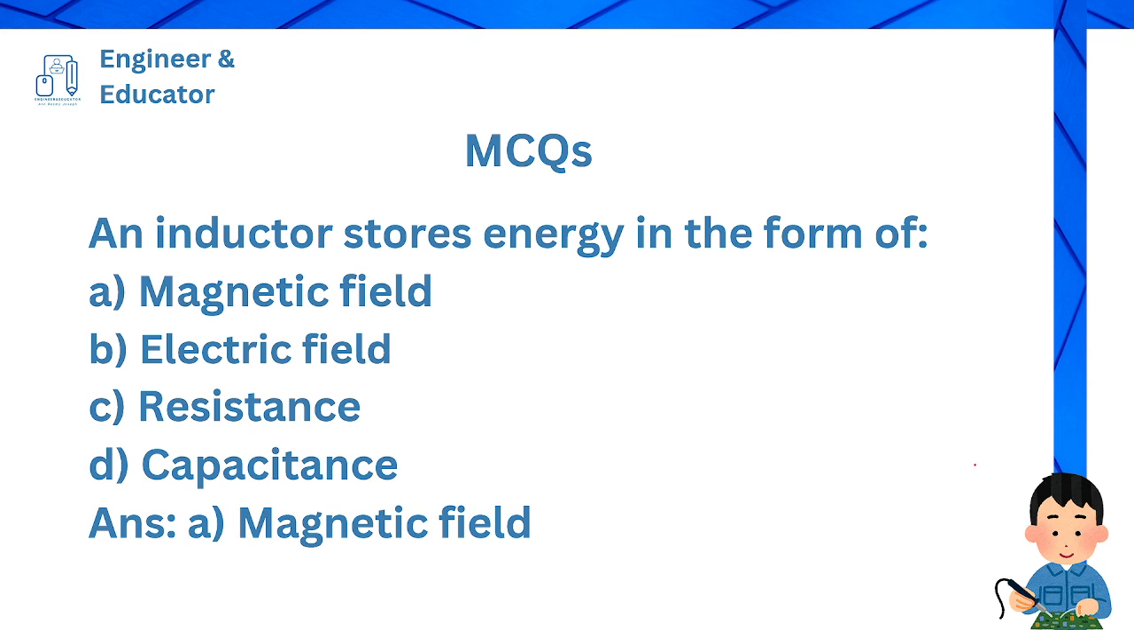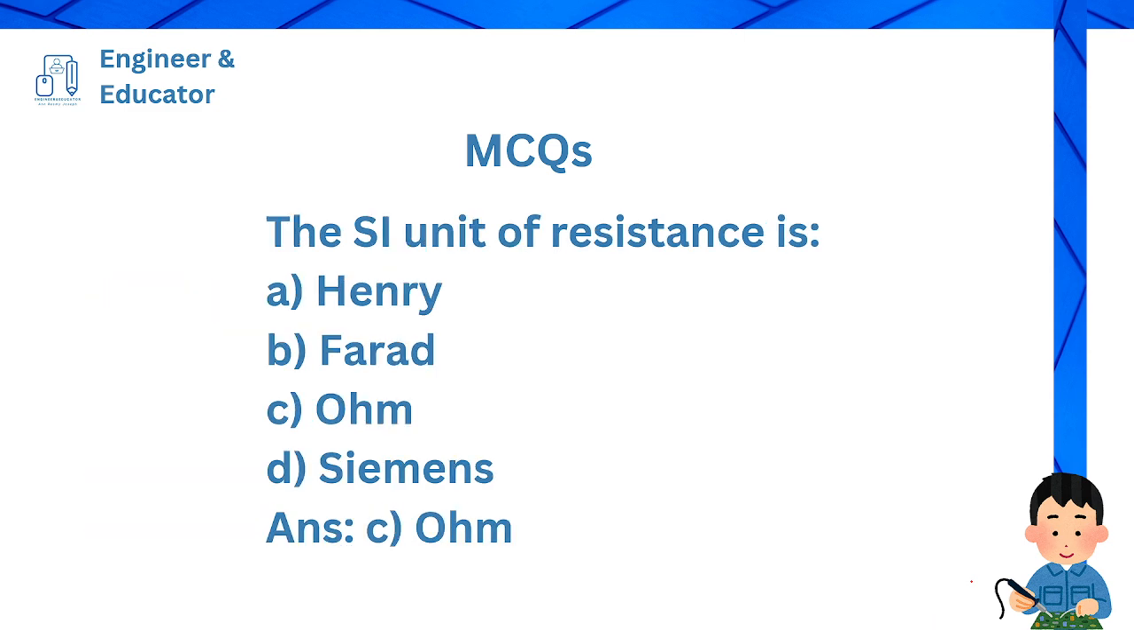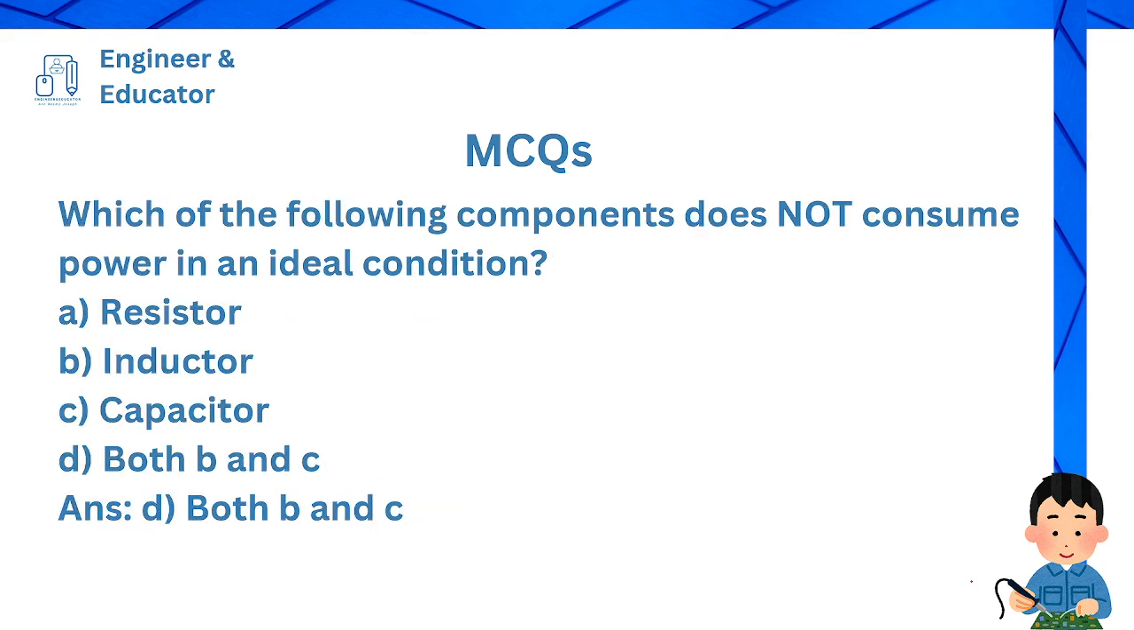Next one. An inductor stores energy in the form of magnetic field. So when current flows through a coiled wire, a magnetic field is developed. So an inductor stores energy in the form of magnetic field. SI unit of resistance, ohm, everybody knows that.